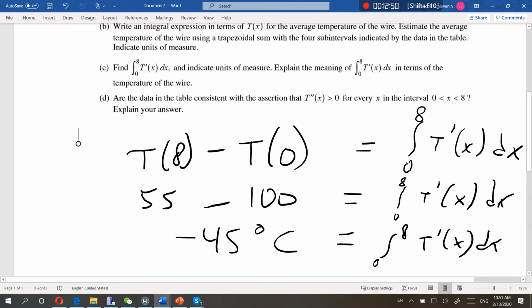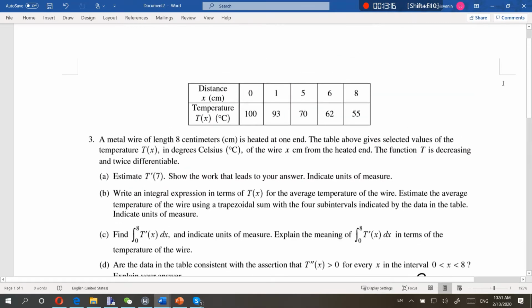That the wire gets colder and colder until it reaches... Okay. So this is temperature has dropped by 45 degrees Celsius as we move from the heated end of the wire at 0 to the 8 centimeter mark. Is that the end of the wire? I didn't actually read this carefully. Yes, to the other end of the wire then.